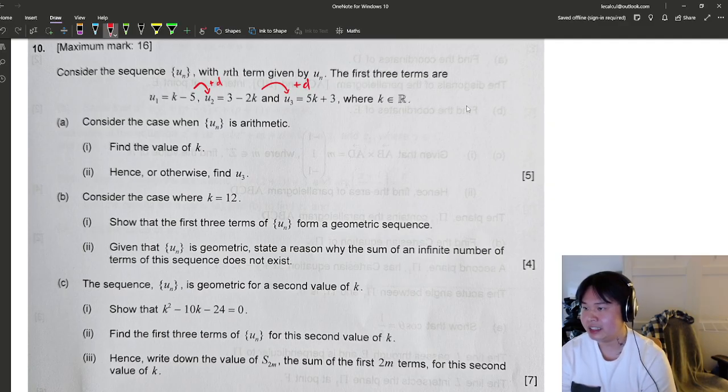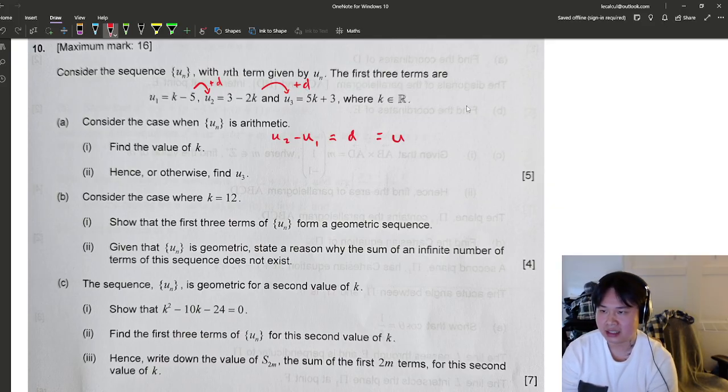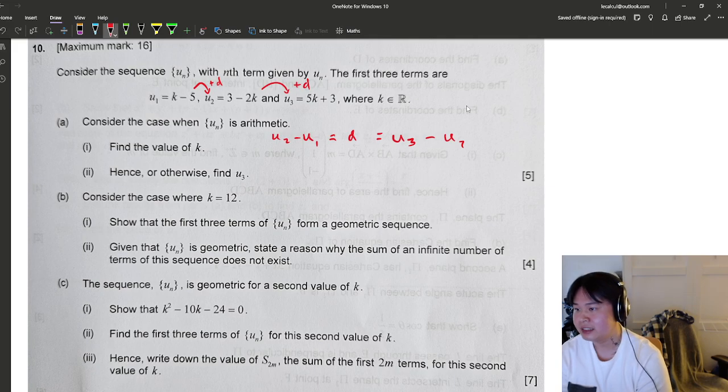That means that U2 minus U1 is the common difference. And you can take any consecutive 2 terms. So if I take U3 minus U2, I also get D. So that means that we can make an equation and find out what k is.